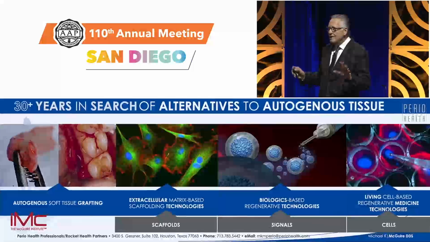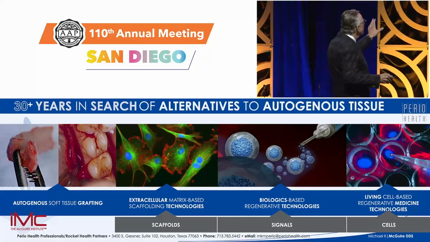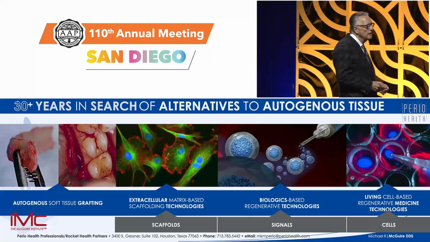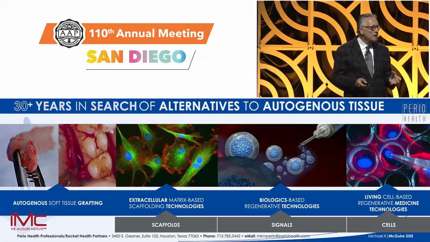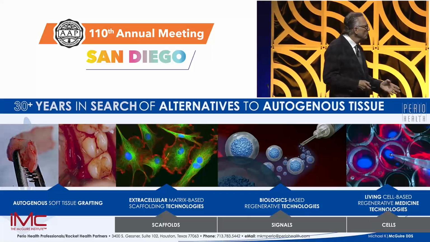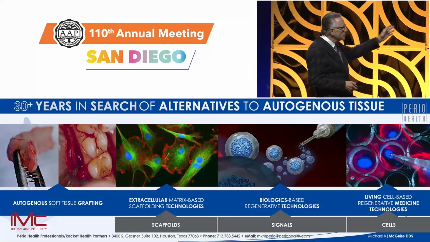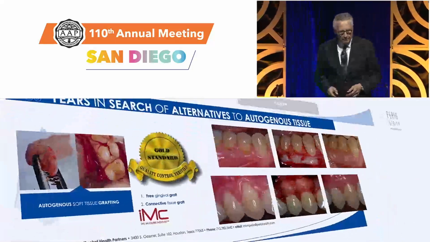So in the next 28 minutes, I'm going to give you a whirlwind tour of the last 30 years in search of alternative tissues. We also will spend a little bit of time going over ways to develop and implement a decision support system, and we'll be looking at alternatives in these 3 broad areas: scaffolds, signals, and cells.